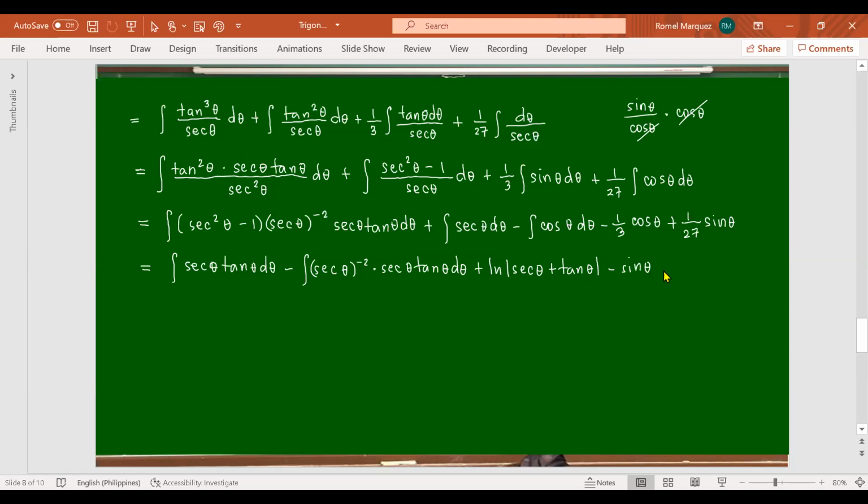Sine theta minus 1/3 cosine theta plus 1 over 27 sine theta. Kailan kaya ito matapos? Tatapos sa 130.